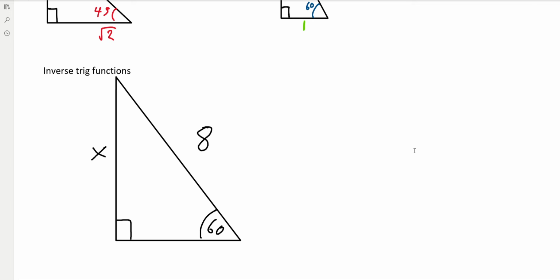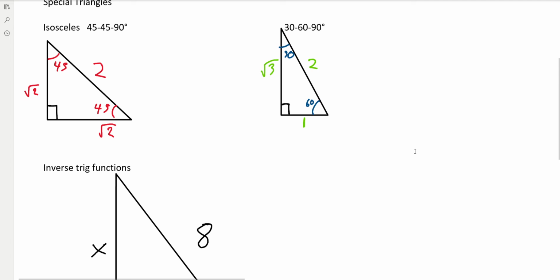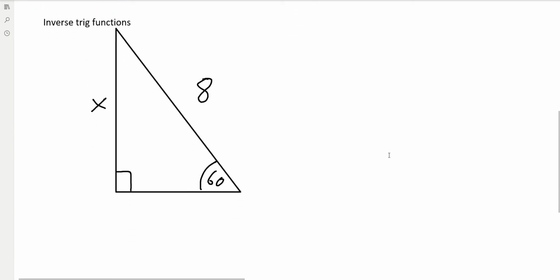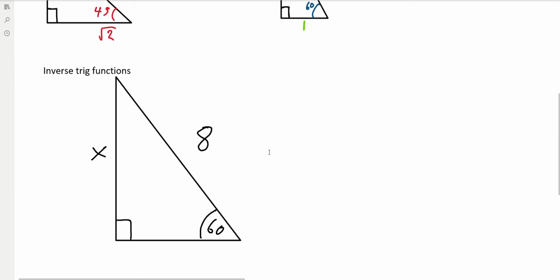So last video we looked at going from two sides to getting the angle. Now we're looking at going from the angle and a side to getting the other side. Is that the way around it is? Hold on. Now I have confused myself. It should be inverse trig function. Sorry, last video we looked at it like this. How about I mix it up a little bit?